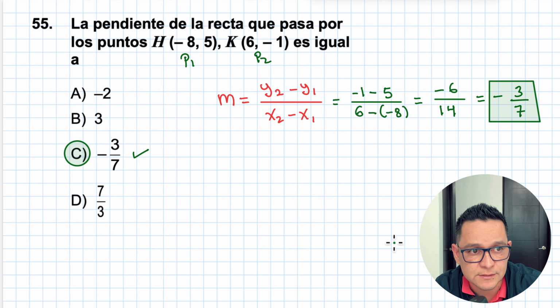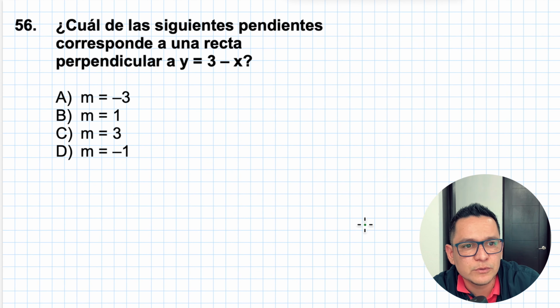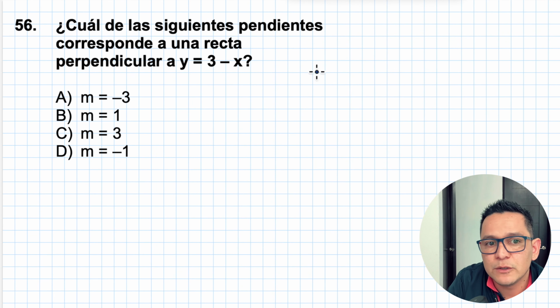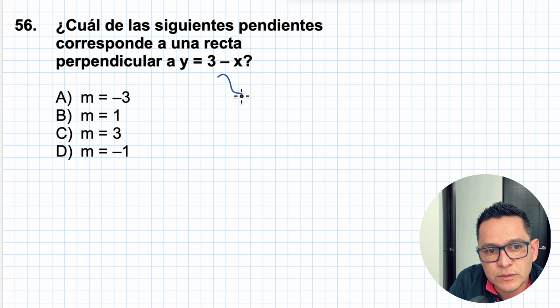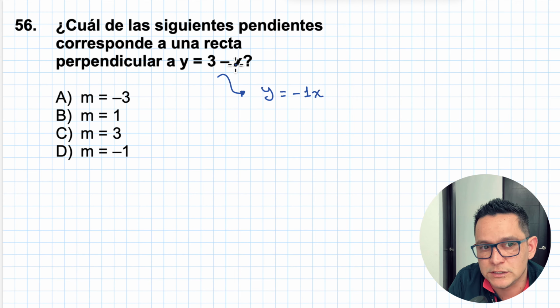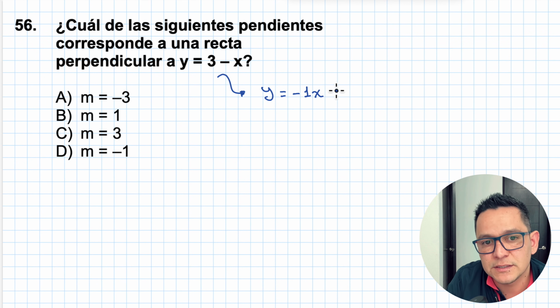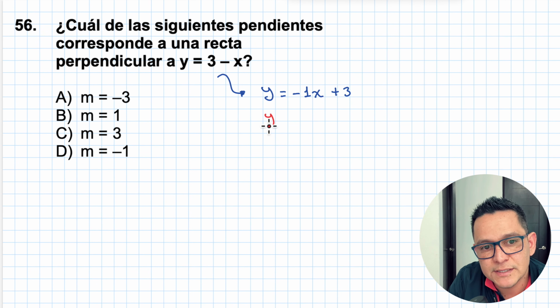Exercise 56. Which of the following slopes corresponds to a line perpendicular to the line y equals 3 minus x? Let's see. First, I'm going to rewrite this equation in a specific form. I'm going to write y equals, starting with the minus x, which I'm going to write as minus 1x. It's still minus x, right? Plus 3.